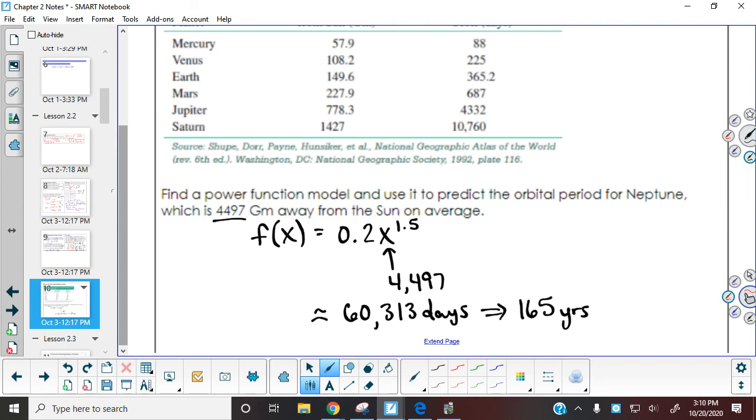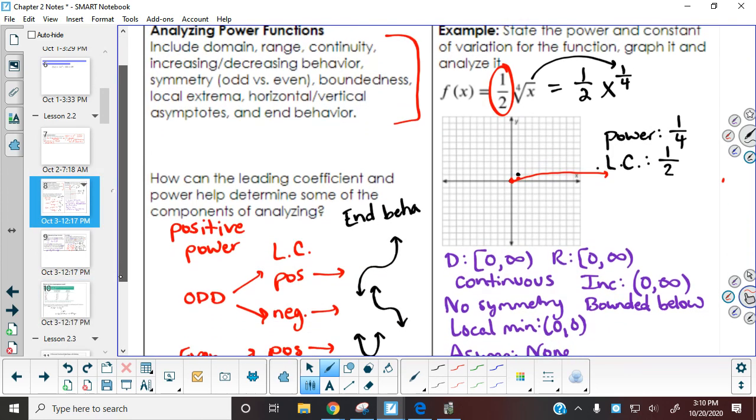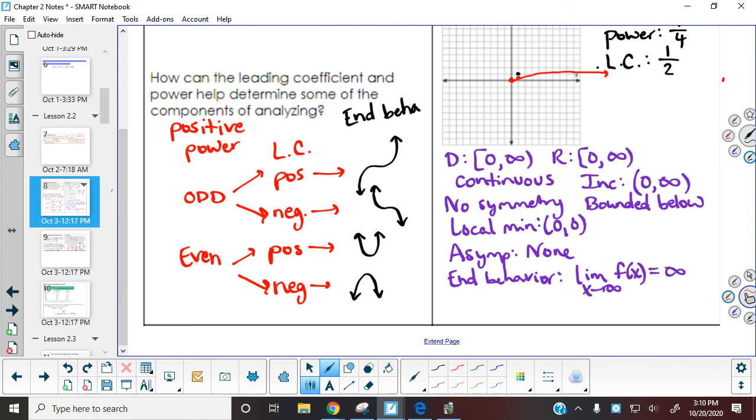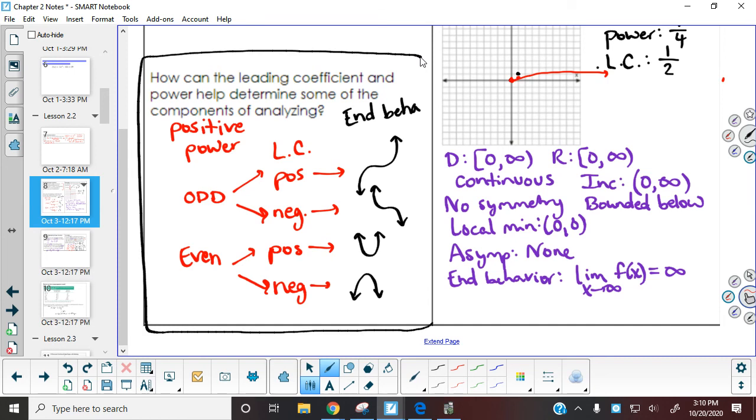Okay, so that's quite a bit of information in just one little lesson. Obviously, if you have questions, ask. I will say this, the most important thing you can take away from today is this information in this corner, starting to understand the end behavior and all of that.